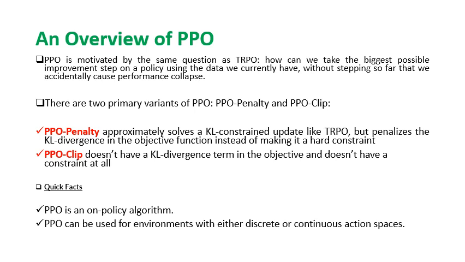PPO penalty and PPO clip. In PPO penalty, we compute a KL divergence that I will talk about and use this KL divergence in the objective function. But in the PPO clip, we don't have a KL divergence term in the objective and don't have a constraint at all. The version of PPO that is used in large language models is the PPO penalty.